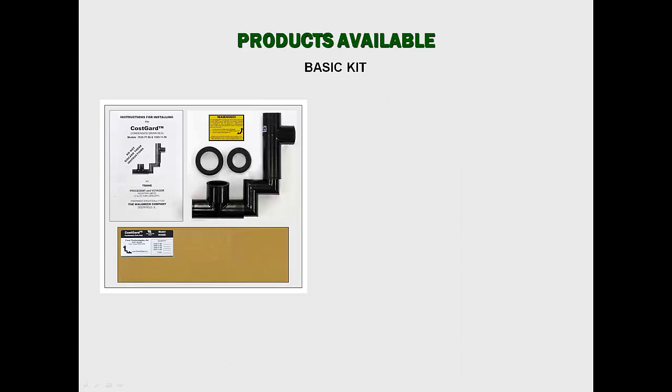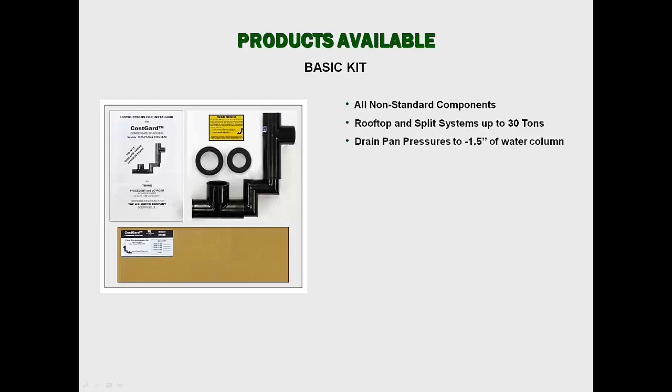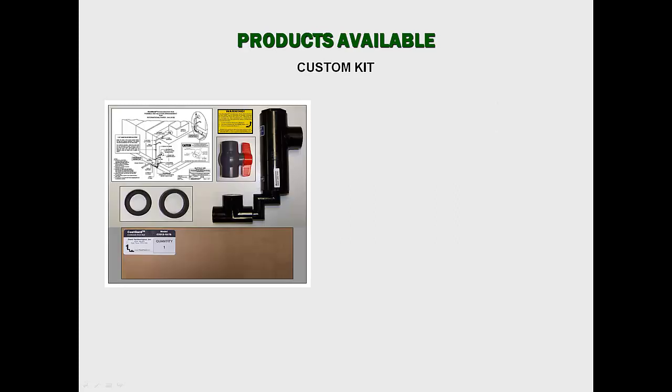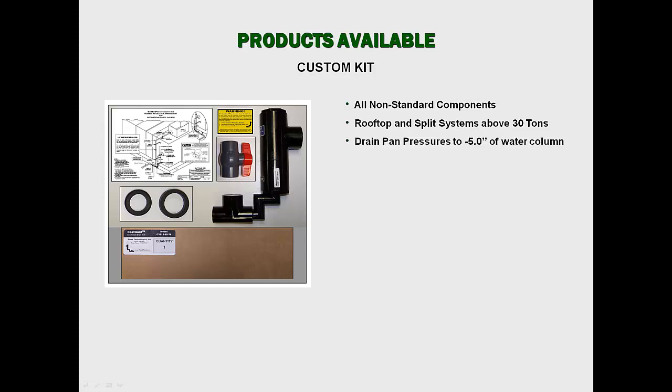Basic kits include all non-standard components needed for installation and are suitable for all manufacturers' rooftop units and split system air handlers up to 30 tons, with drain pan pressures to -1 1/2 inches of water column, and are available in 3/4 inch and 1 inch drain sizes. Custom kits include all non-standard components needed for installation and are suitable for all manufacturers' rooftop units and split system air handlers above 30 tons, with drain pan pressures to -5 inches of water column, and are available in 3/4, 1, 1 1/4, 1 1/2, and 2 inch drain sizes.